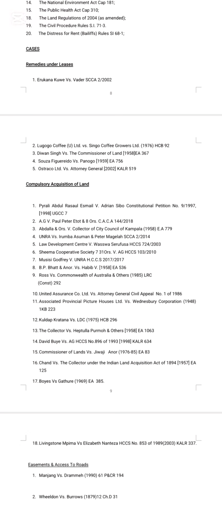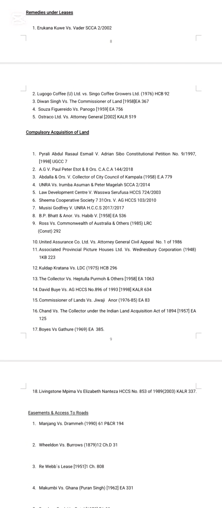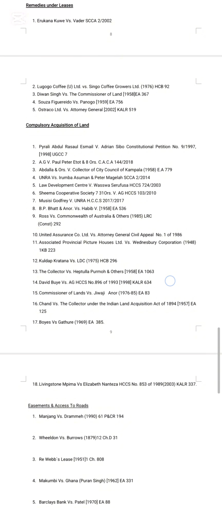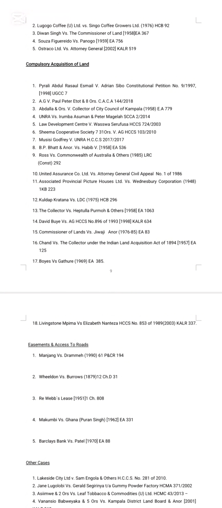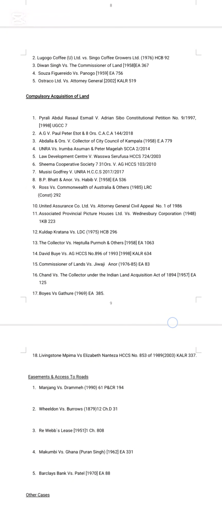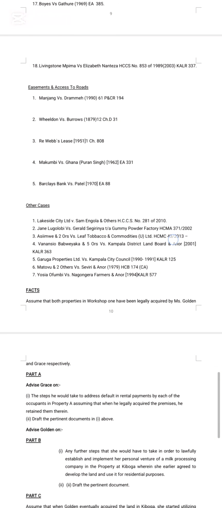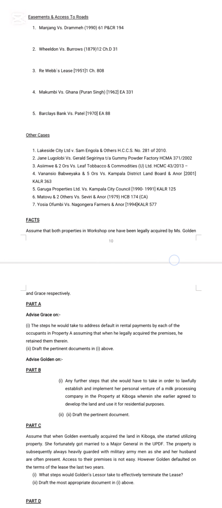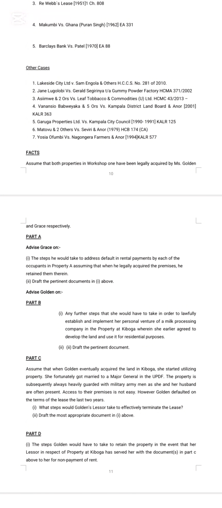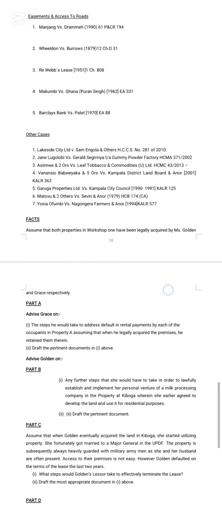So compulsory land acquisition, we are looking at, of course, we have Parayar Abdul Rasir Ismail versus Adriano Sibo. The court is still emphasizing that government has to do prompt and adequate compensation before it proceeds to take over land, easements, and access to road. You are entitled to an easement as a matter of right. Basically, I think that's it from the cases of Barclays Bank versus Patel.